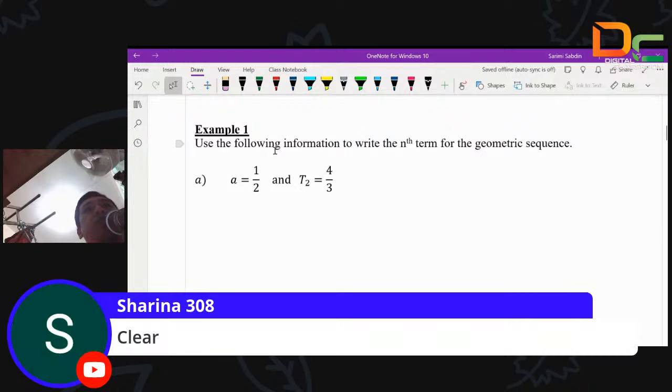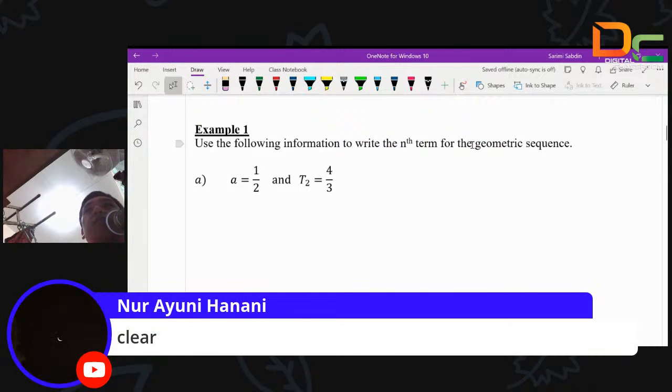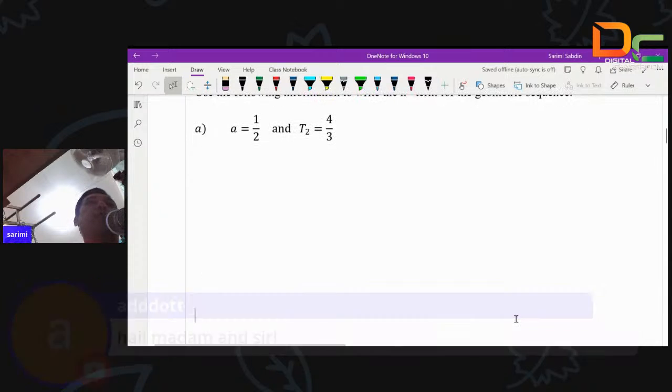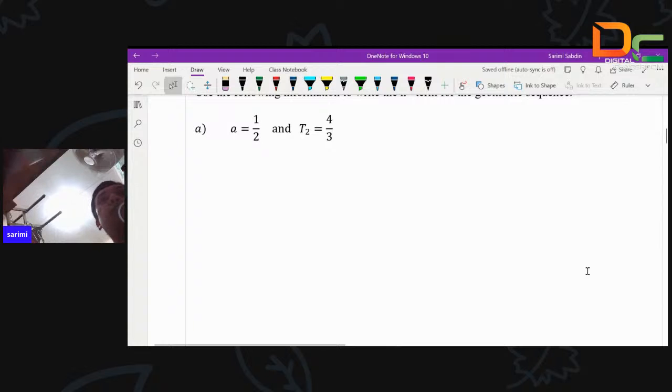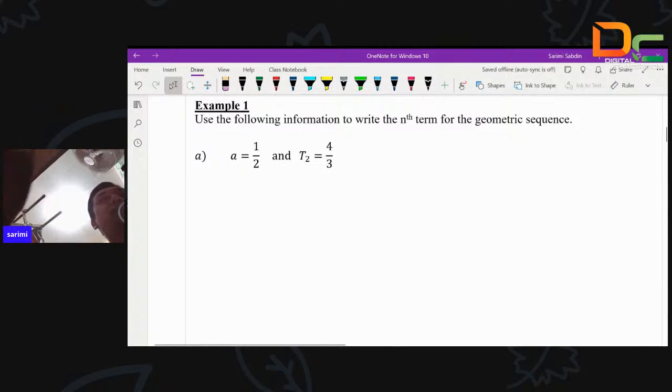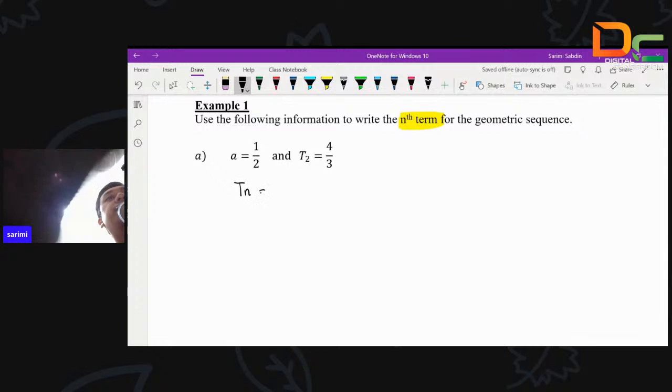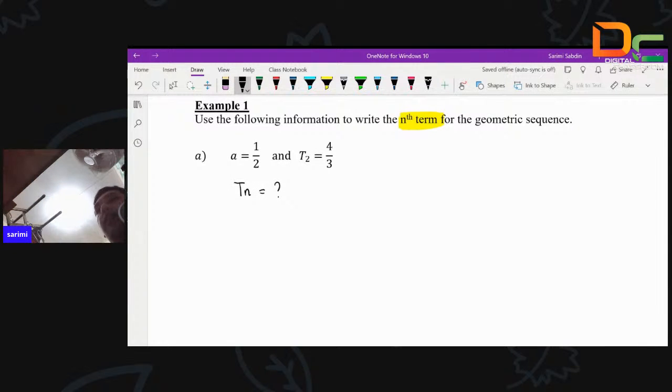Use the following information to write the nth term for the geometric sequence. When we want to solve a question about progression or sequence, the first step is we need to know what we want to find. Apa-apa pun bila kita nak buat sesuatu, kita kena tahu apa yang kita nak cari. For this question, we want to find the nth term, which means we want to find Tn. The most important information in this question is that it mentions the sequence is a geometric sequence.